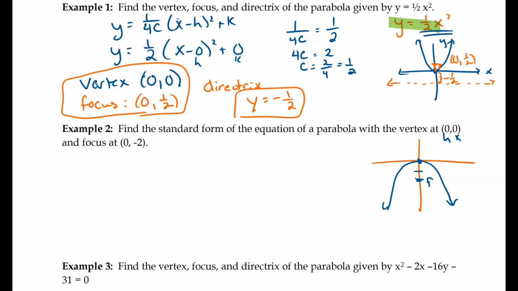The cool thing is that tells us what our c value is. How far down from the vertex did we have to go to get my focus? Well, I had to go down 2, so c is -2. So that helps us find our values. Plus, this is opening down. So we're using this form of a parabola: y equals 1 over 4c times the quantity x minus h squared plus k.